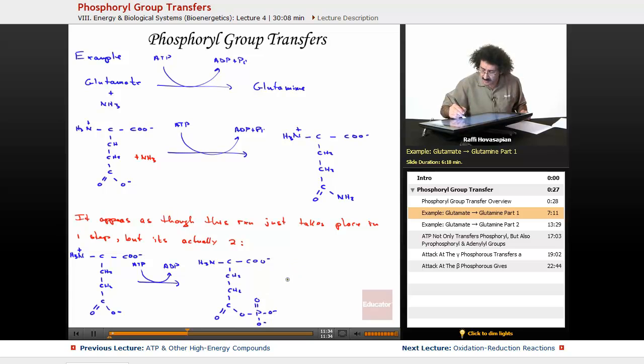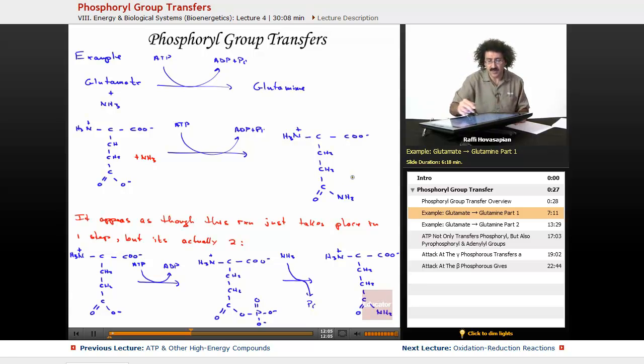And now the next step, what happens is the ammonia comes in and it kicks off this phosphate. So the ammonia comes in and it displaces the phosphate. Now you have your glutamine. This is a positive charge, by the way. So now you have H3N plus, C, COO minus. Now you have CH2, CH2, COO, and you have NH2.